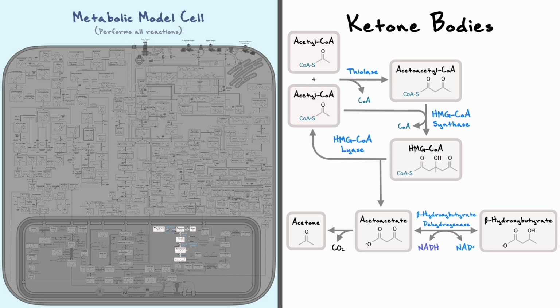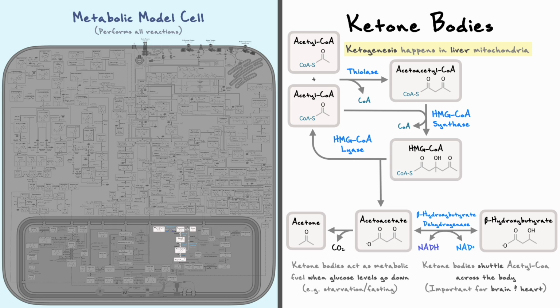Now, to understand the purpose of these molecules, it's first important to know that ketogenesis occurs in the mitochondria of liver cells. As we will see later in more detail, the liver is an anabolic organ that has the important role of making sure the rest of the body has all the nutrients it needs. Some organs like the brain rely almost exclusively on glucose to function. Consequently, when glucose levels go down, for example in conditions of starvation or fasting, ketone bodies will act as a metabolic fuel to shuttle acetyl-CoA across the body.